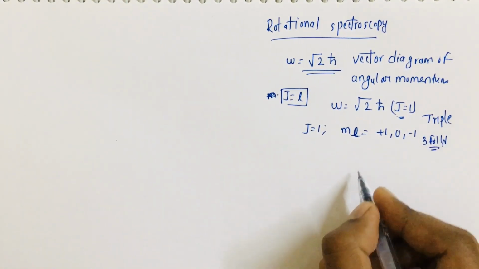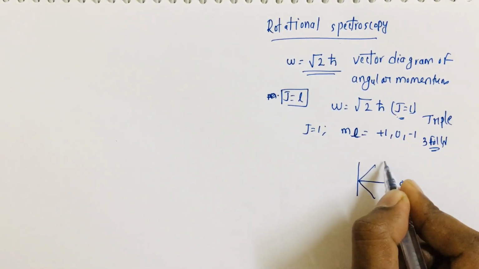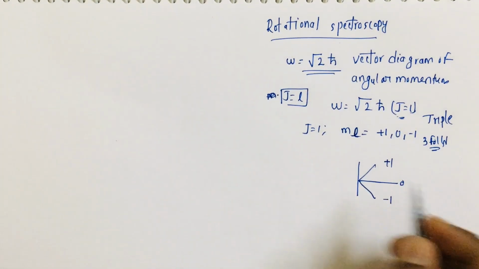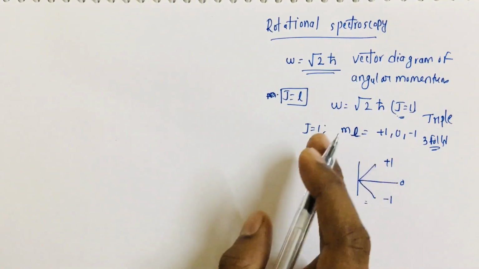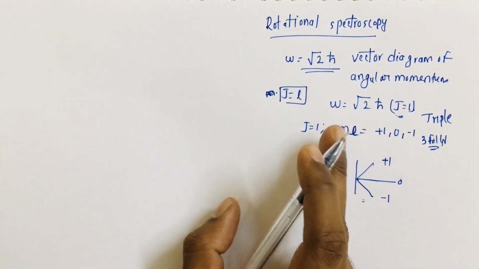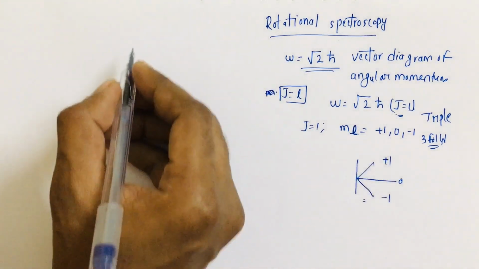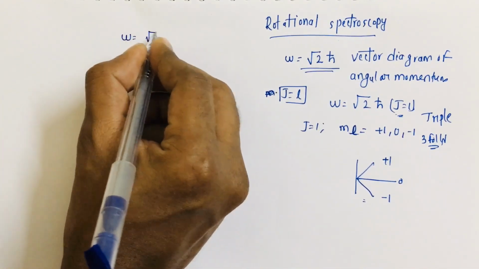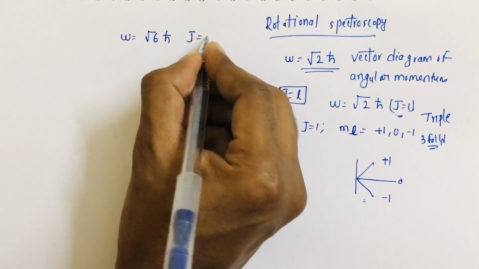For threefold degenerate, the vector diagram will be like this: this is 0, this is plus 1, and this is minus 1. This is the vector diagram for when the angular momentum equals root 2 h-cut. When we have root 6 h-cut, in this case the j value will be 2.